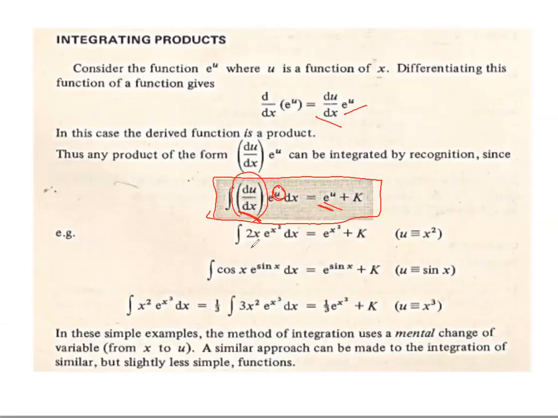Look here. You can see that 2x is the derivative of this x squared here. Therefore, our integral is e to the x squared. And of course, you don't know if there was a constant, so we have our k at the end here. Look at another example. Look here. This cos x in front here is the derivative of this sine x. So right away you can see, oh, the integral is e to the sine x. Because if you take this and you differentiate it, you get that.